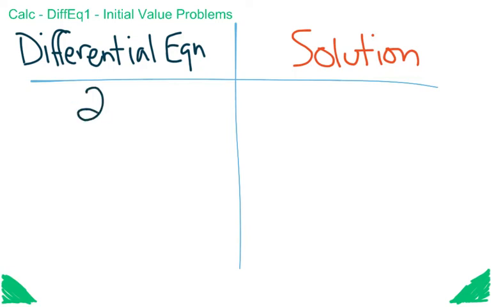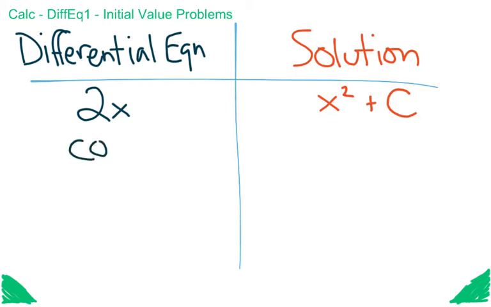Let's say we had a differential equation 2x, and we needed to find the solution. Well, we're looking for the function that if we take the derivative, we get 2x, so that function is x squared. But there are lots of other functions that work, like x squared plus 2, and x squared plus 3, and x squared plus pi. So we like to say x squared plus some constant.